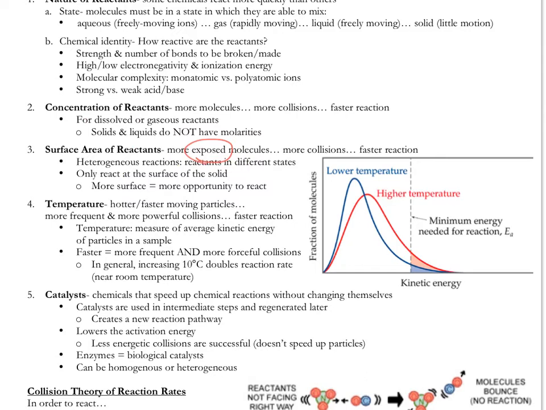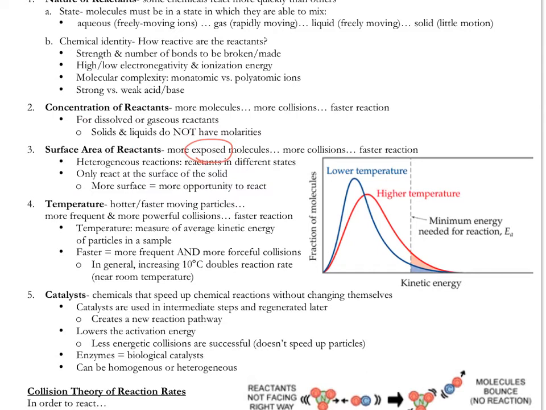So if we had a solid, we were dropping it into a liquid, like a metal dropped into acid, that will react. But it only reacts at the surface of the solid, and the more surface we have, the more exposed molecules we have. So like powdered zinc reacts very quickly, whereas a big block of zinc, only those outside edges.